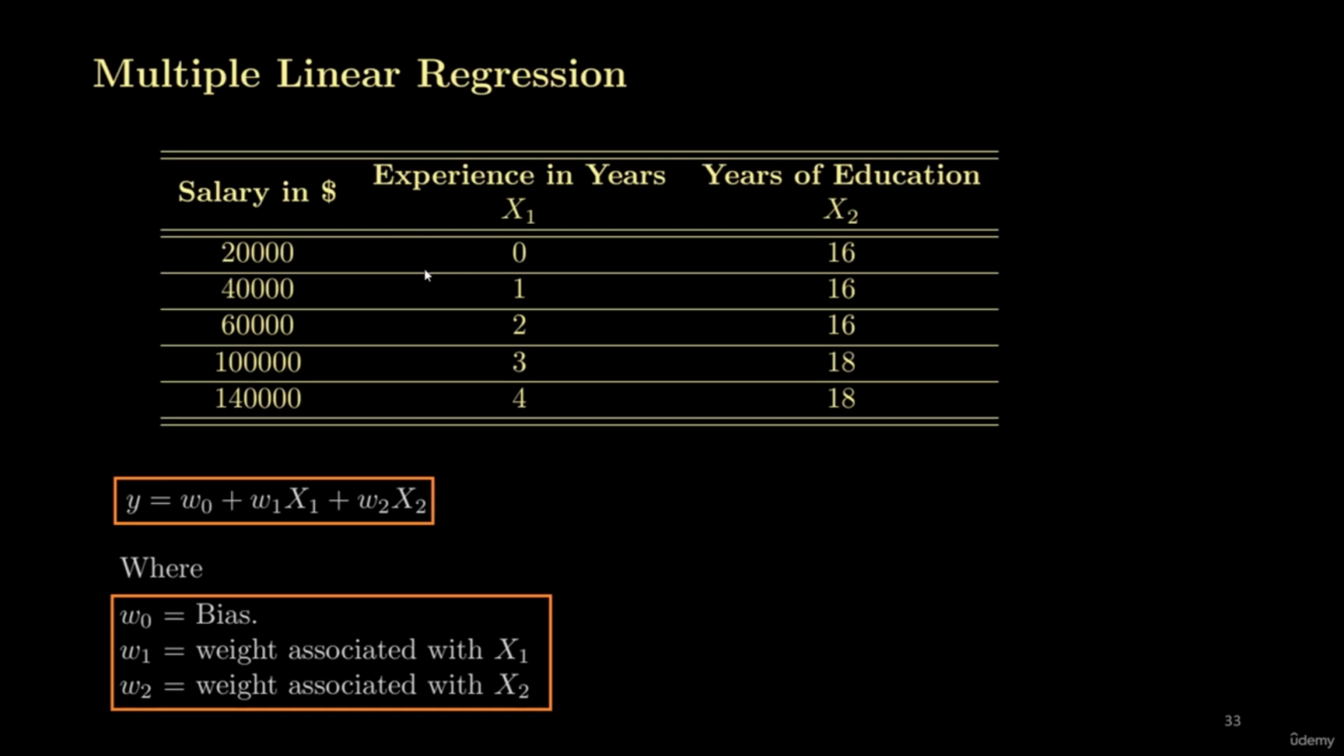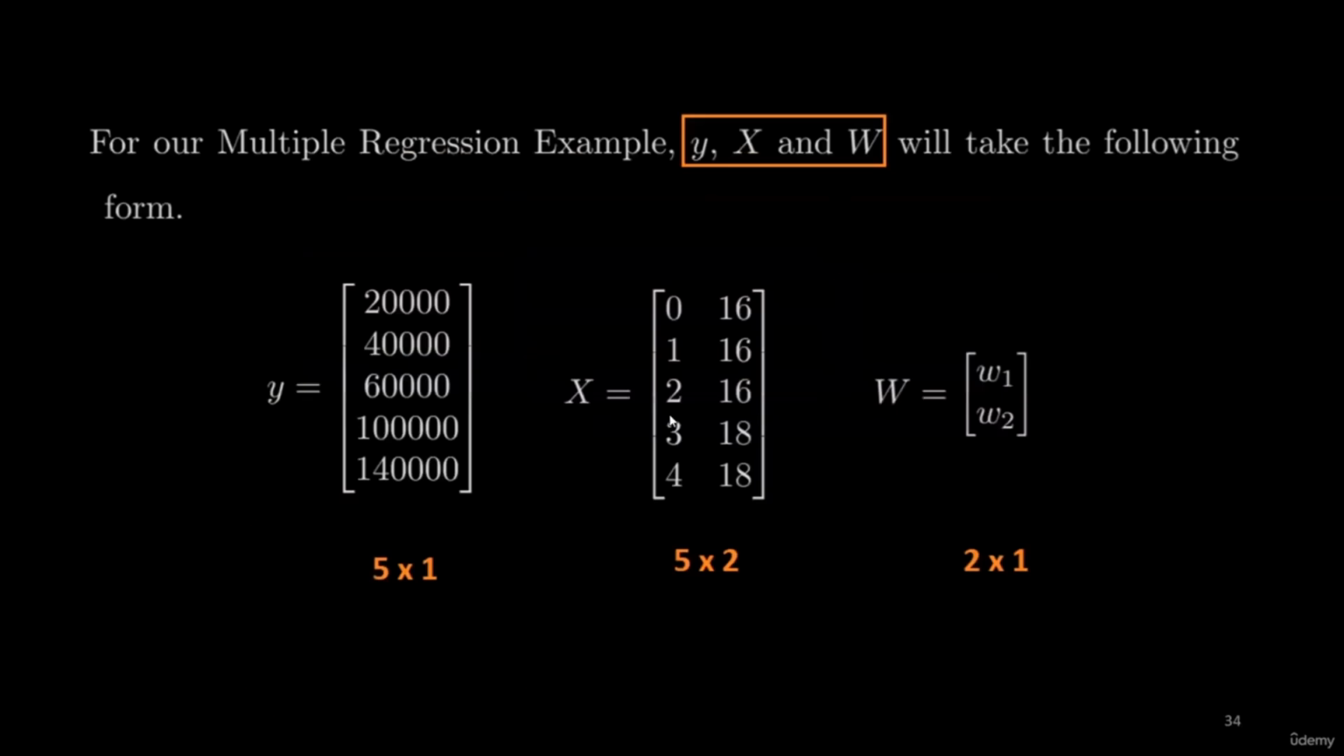So this is our data set. So how to create Y, X, and W? So this matrix will be Y. The matrix of the salary, or the output variable, or the dependent variable will be Y. The matrix of the features will be X, and the matrix of the weights will be W. So this is our Y, this is our X, and this is our W.